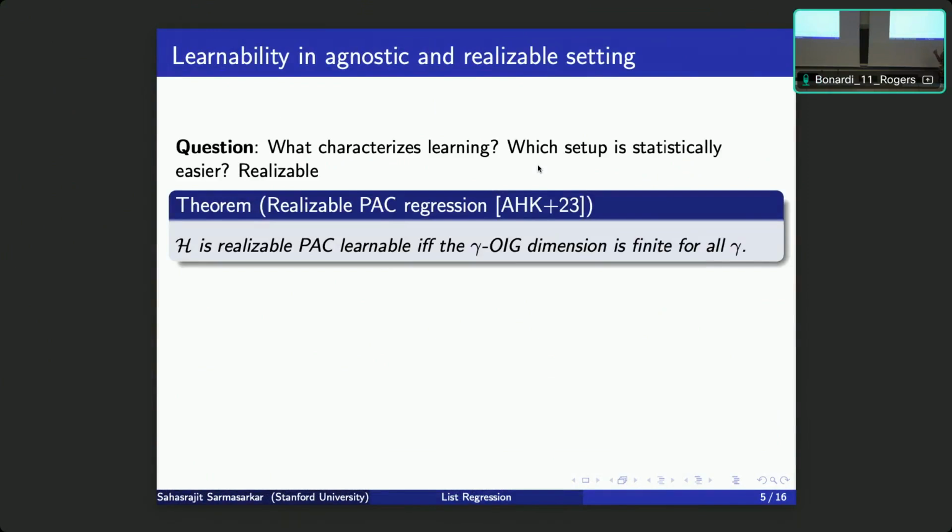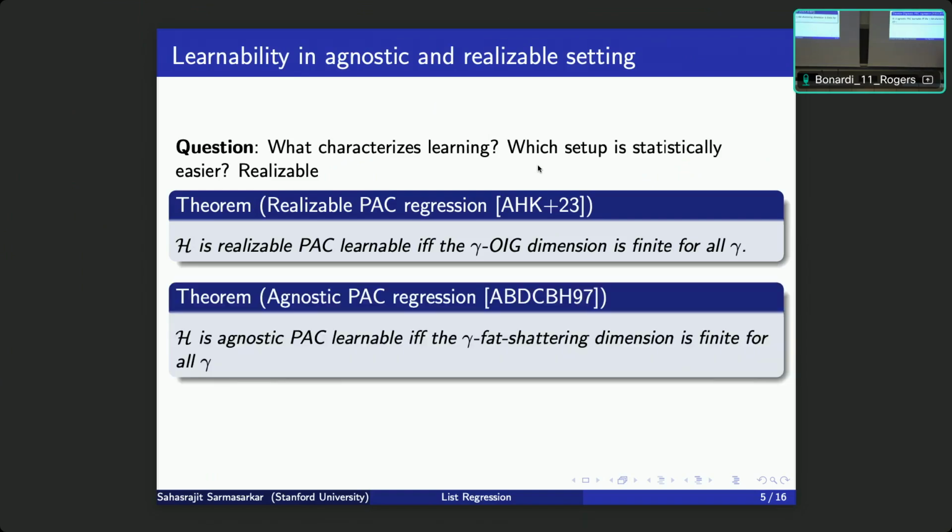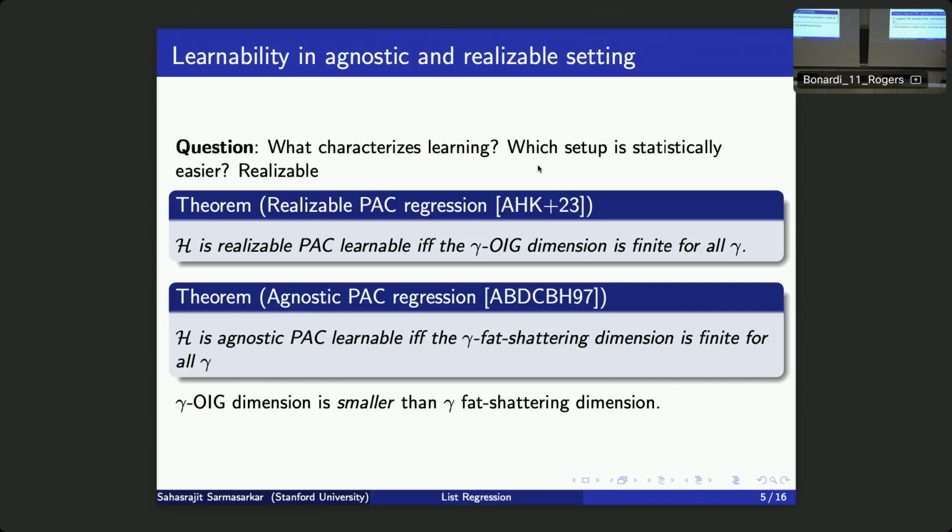And realizable PAC regression was recently solved by Attias and co-authors in 2023, where they show that H is realizably PAC learnable if and only if the gamma OIG dimension is finite for all gamma. And for the agnostic case, there's an old theorem which says that it is agnostically PAC learnable if and only if the gamma fat-shattering dimension is finite at all gamma. They had also shown that the gamma OIG dimension is smaller than the gamma fat-shattering dimension. Precisely, they had given an example where gamma OIG is 1, but the gamma fat-shattering is infinite.